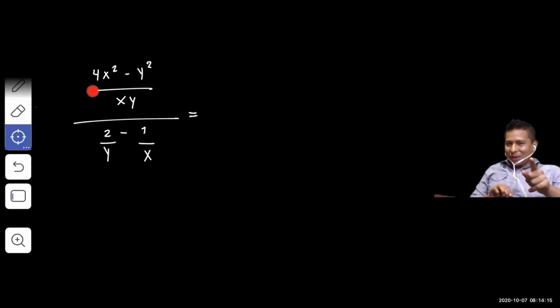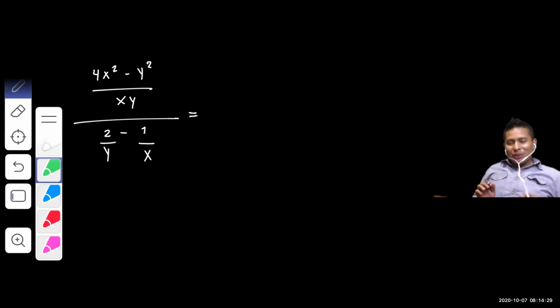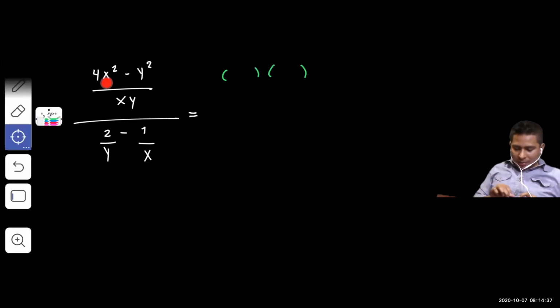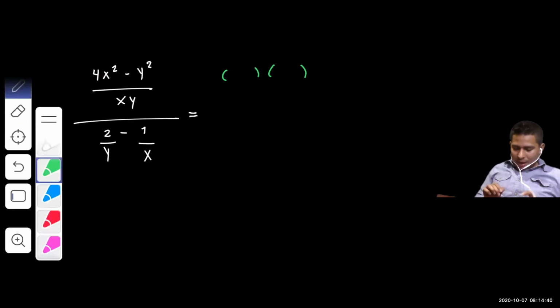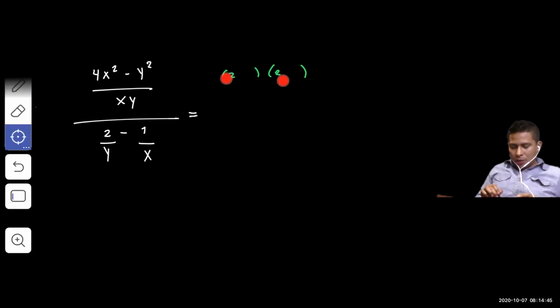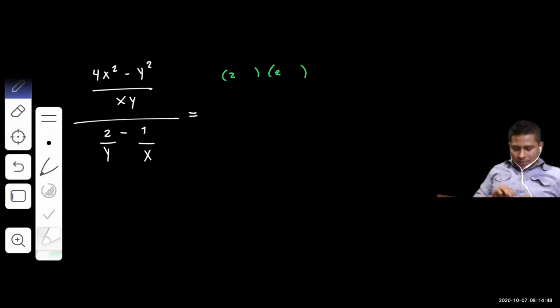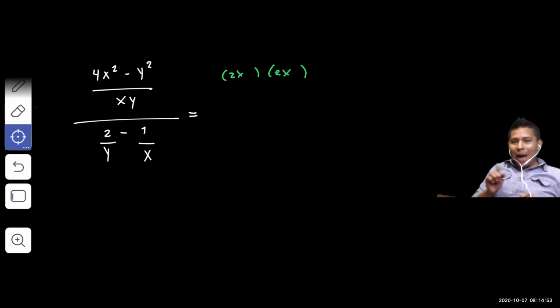Okay, 4 is a perfect square, 2 times 2. X squared, is it? X times x. Y squared is a perfect square, y times y. And minus, difference of squares. Let's do it. Okay, let's factor that. That's the first thing that you gotta do, guys. You gotta factor as much as you can. How would you factor 4, guys? As a perfect square, 2 times 2, right? 2 times 2, you get 4. How would you factor x squared, guys? X times x. And how would you factor y squared?